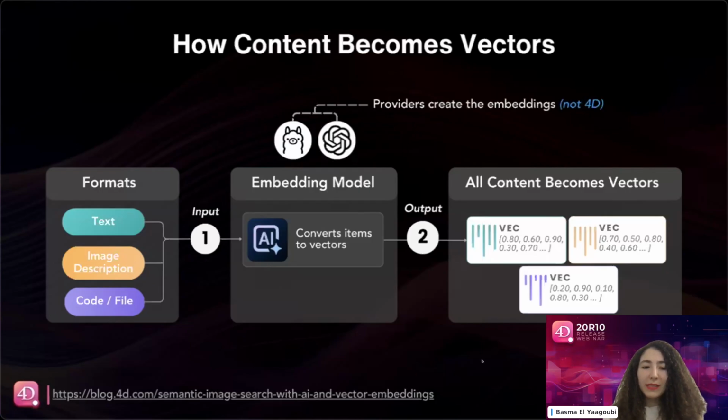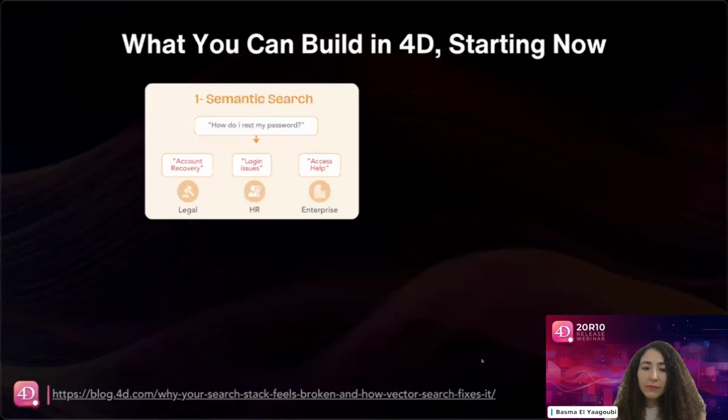Now, these embeddings aren't generated by 4D. They come from providers like OpenAI or Ollama, whose models are built specifically for this job. And because each provider trains their model differently, vector size and structure can vary, which means similarity results can differ even when working with the same content.